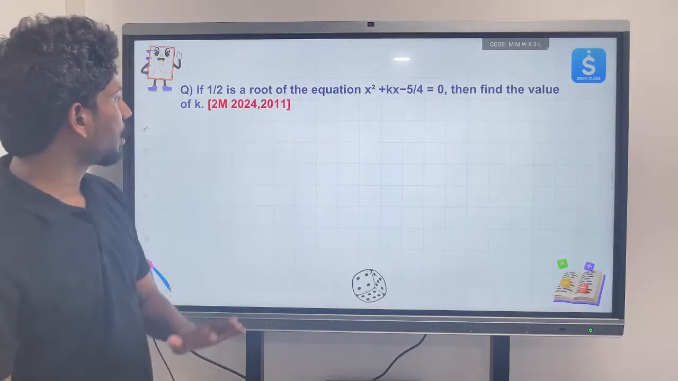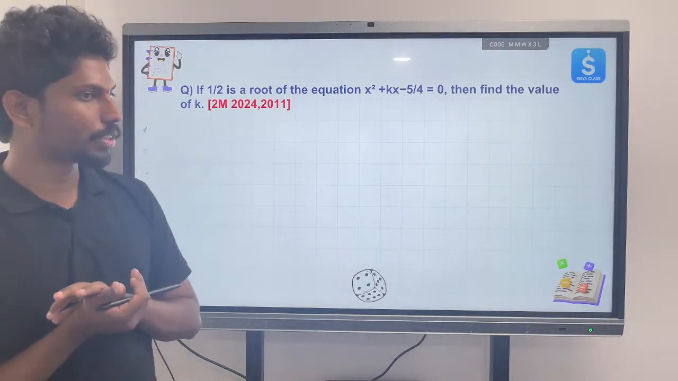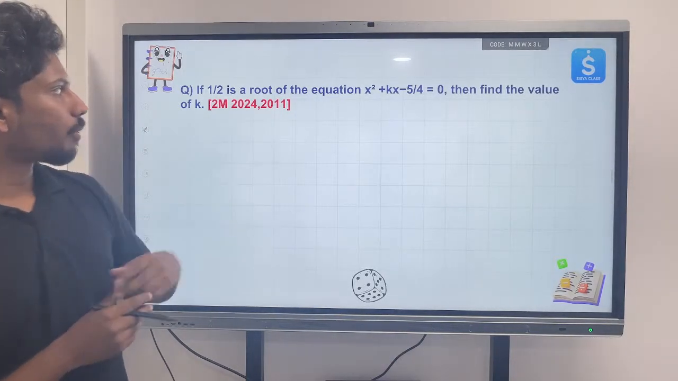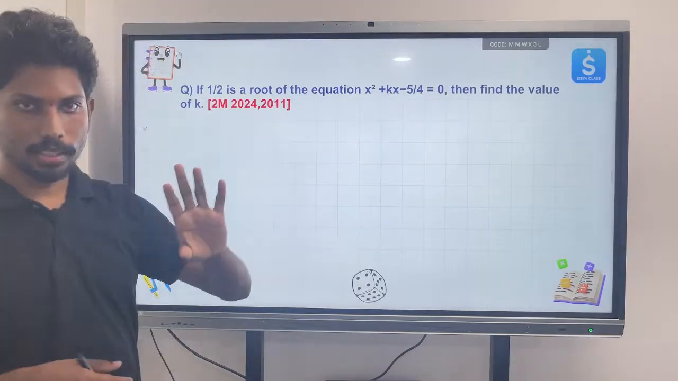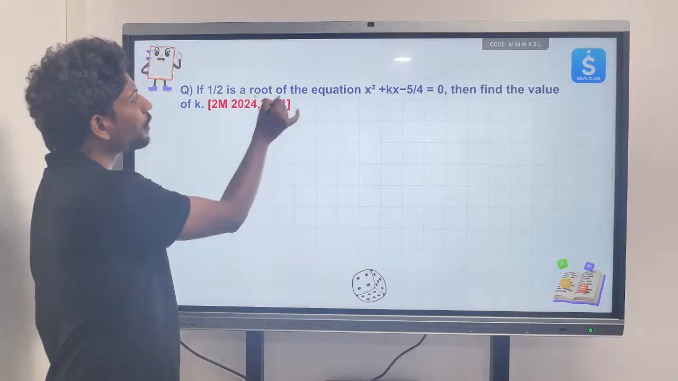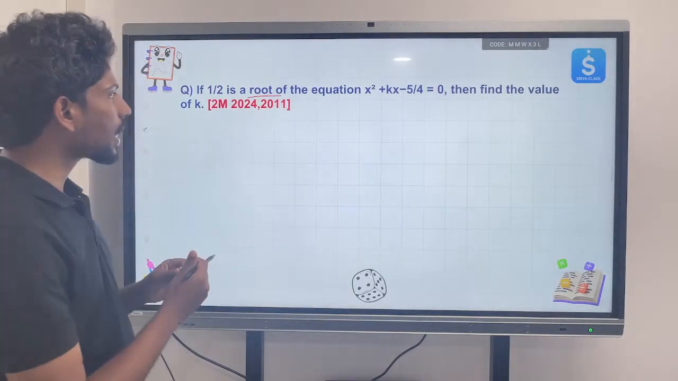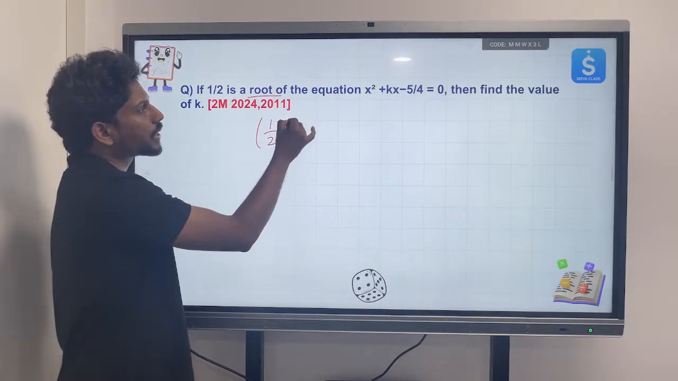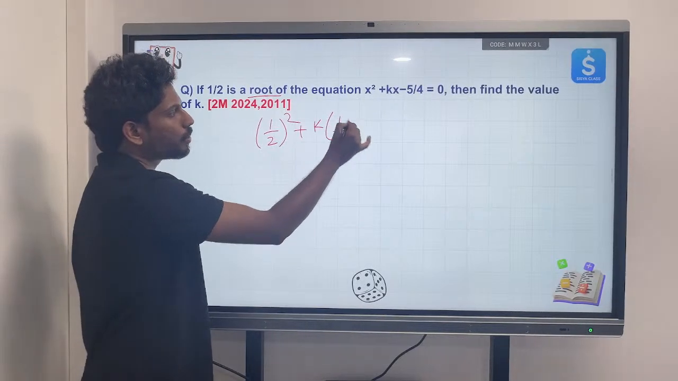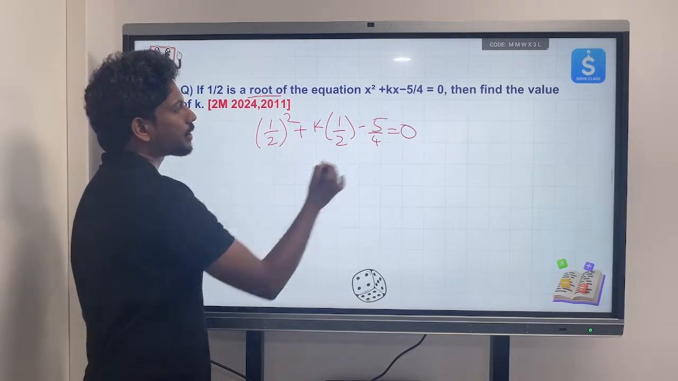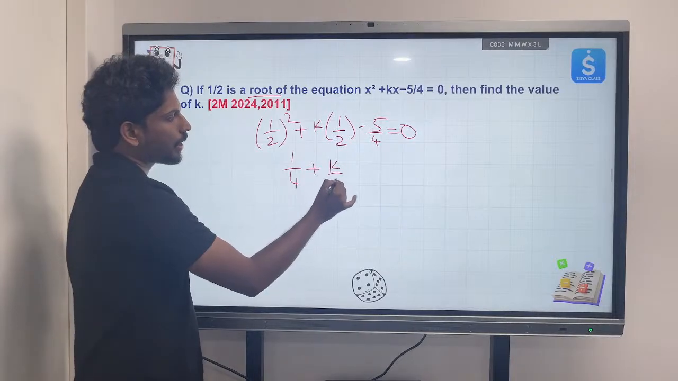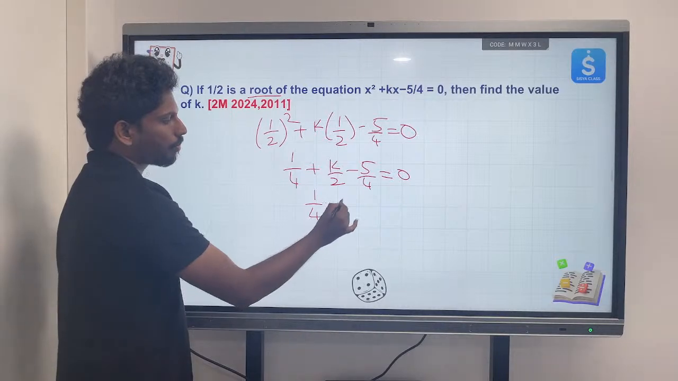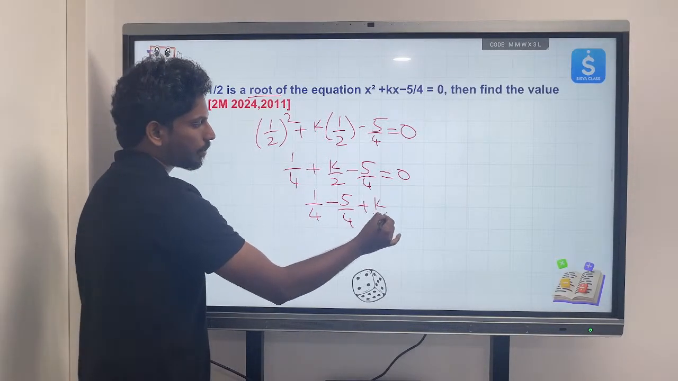Okay. Let's try to see one 2-mark problem based on one previous year question. If 1 by 2 is the root of a quadratic equation, find the value of k. Simple. He has already said that 1 by 2 is the root of the quadratic equation, right? Now what if I substitute 1 by 2 in place of x? That will be 1 by 2 square plus k into 1 by 2 minus 5 by 4 equals 0. So that will be 1 by 4 plus k by 2 minus 5 by 4 equals 0.